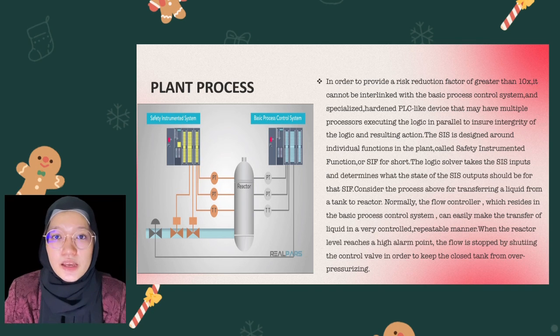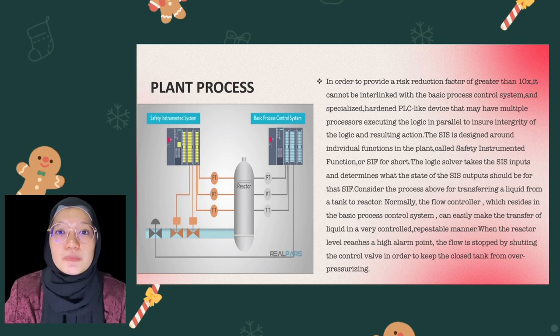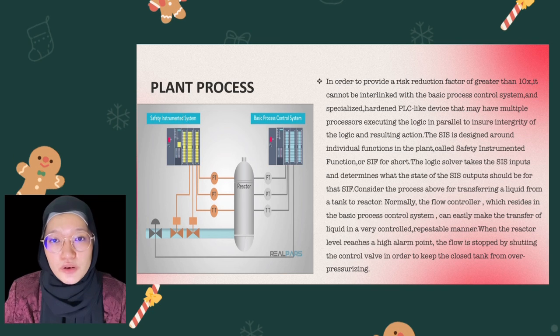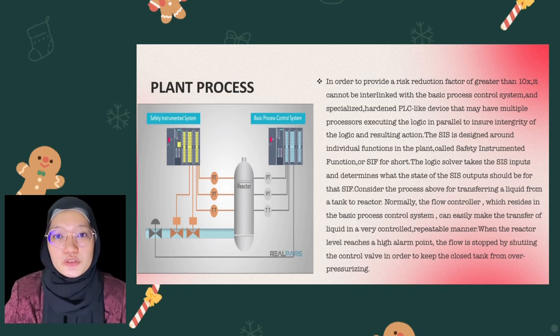The SIS is designed around individual functions in the plant called a safety instrumented function, or SIF for short. The logic solver takes the SIS inputs and determines what the state of the SIS output should be for that SIF. Consider the process above for transferring a liquid from a tank to a reactor. Normally, the flow controller, which resides in the basic process control system, can easily make the transfer of a liquid in a very controlled, repeatable manner. When the reactor level reaches a high alarm point, the flow is stopped by shutting the control valve in order to keep the closed tank from overpressurizing.